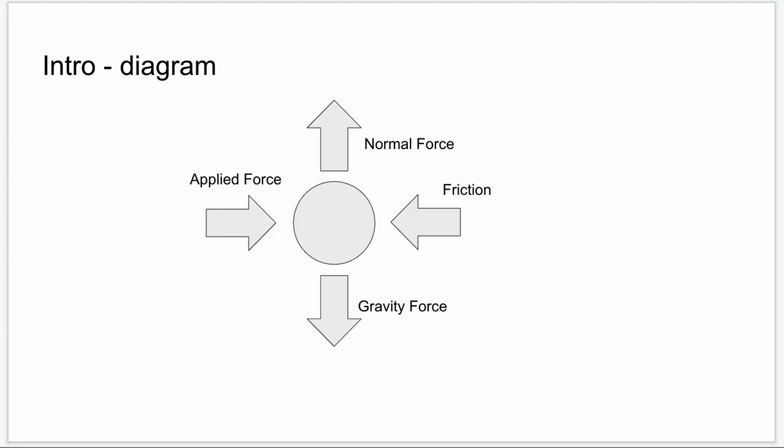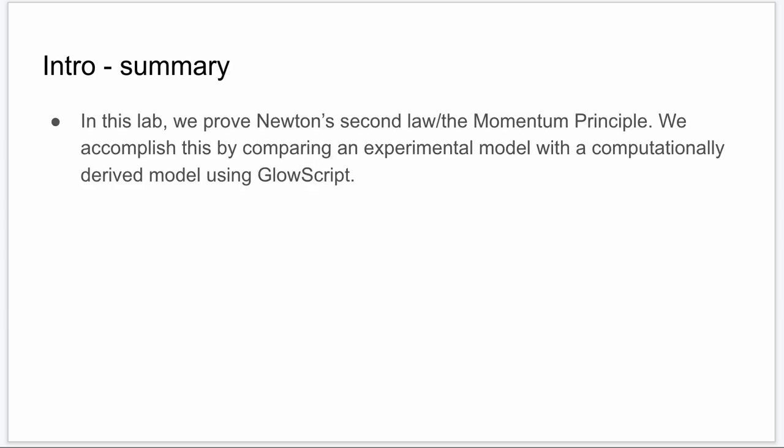This is a rough free body diagram of the forces that exist on the object: the force of gravity, a normal force off the surface, an applied force, at least initially, and friction. So in this lab, we prove Newton's second law, the momentum principle. We accomplish this by comparing an experimental model with a computationally derived model using GlowScript.